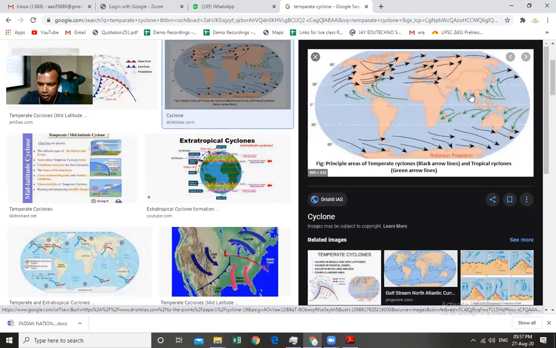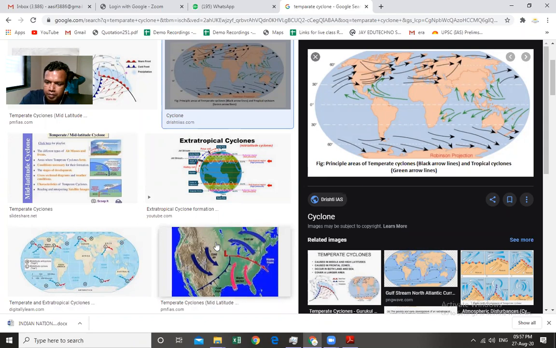While the tropical cyclones, can you see these green arrows? Green lines are the examples of the tropical cyclones, while the temperate cyclones are shown by the black arrows. So these black arrows show the formation of the temperate cyclone. What happens is, when the wind blows from the subtropical high pressure belt to the subpolar low pressure belt, and again the wind blows from the polar high pressure to the subpolar belt, there is a convergence, and that convergence of the cold air mass and warm air mass leads to the formation of the cyclone.